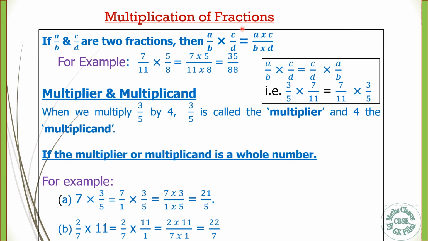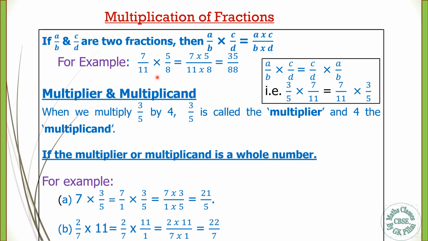Now the next one, multiplication of fractions. Your present syllabus is about multiplication and division of fractions only. This is a general formula for multiplying two fractions. If a upon b and c upon d are two fractions, then a upon b into c upon d will be the product of the two fractions. Once again, you will be able to write it as a into c upon b into d.